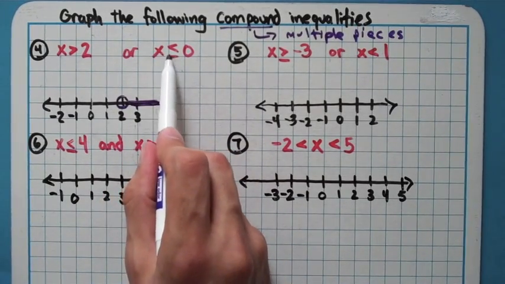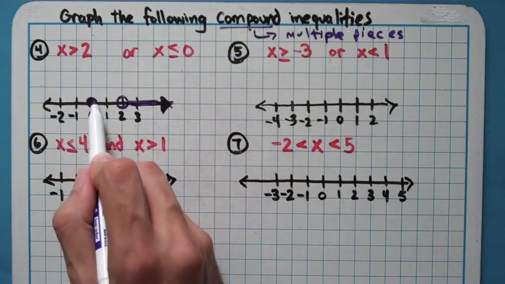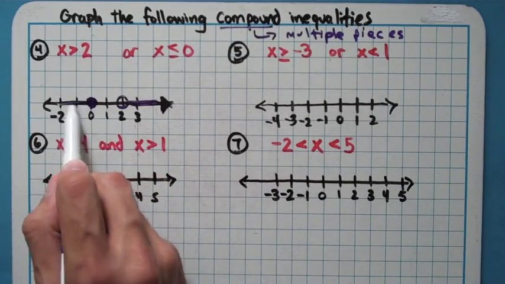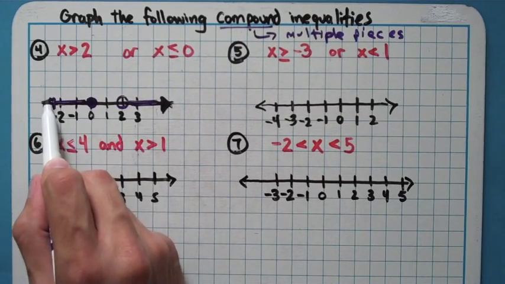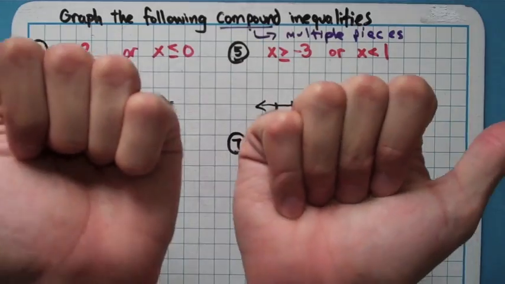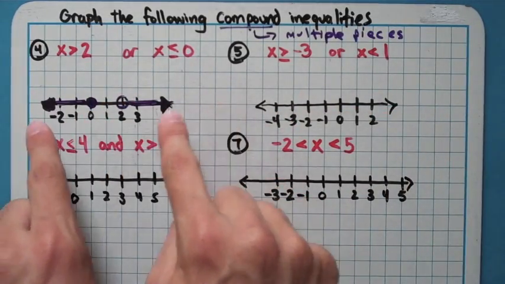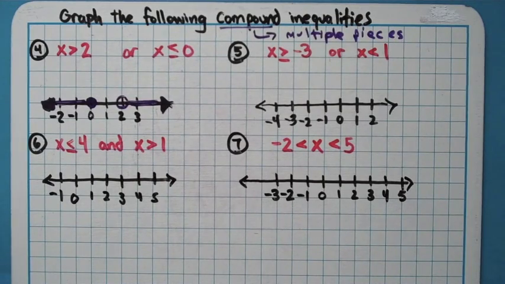My other part here, x is less than or equal to 0. Well, there's 0, solid circle. Less than or equal to goes like this. So what I really have going on in this problem here is an arrow going in two different directions. We have one part going this way, one part going this way for my inequality.